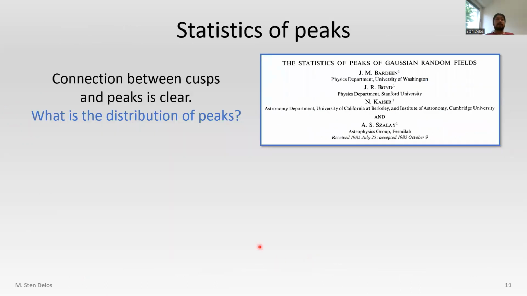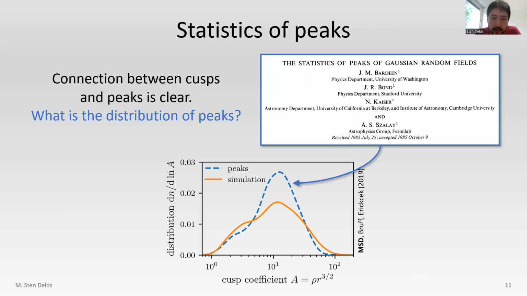So we connected prompt cusps to density peaks, but what's the distribution of density peaks in the first place? Well, actually, that's well understood. It was described nearly 40 years ago in this article. And here's a test we can do. We can count every peak in an initial density field, plot the differential number density of peaks distributed in the predicted cusp coefficient, and then we can actually simulate that field and look at the cusp distribution that arises in the simulation, and the two match pretty well. There is a tendency to find fewer halos than peaks. This is probably something like mergers, which would bring the overall number of halos down.